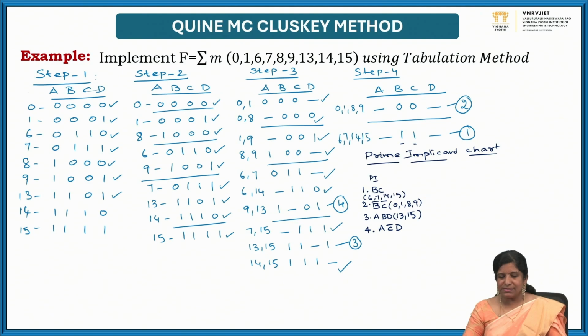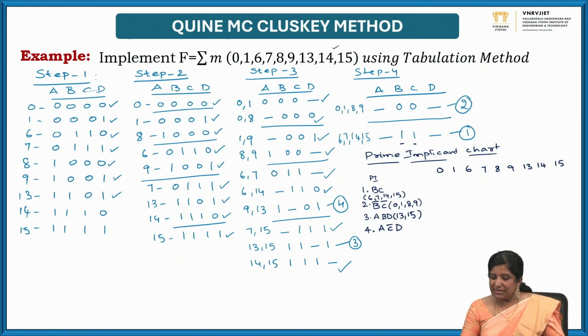Now in the columns, whatever minterms they have given in the problem, you have to write. What are the minterms given here? Just write them directly: 0, 1, 6, 7, 8, 9, 13, 14, 15. Now, what are the minterms covered in the first prime implicant? There you just keep a tick mark.